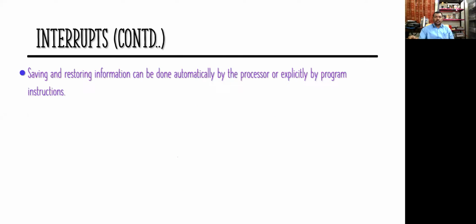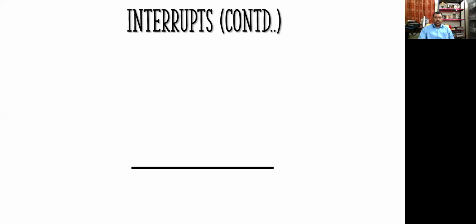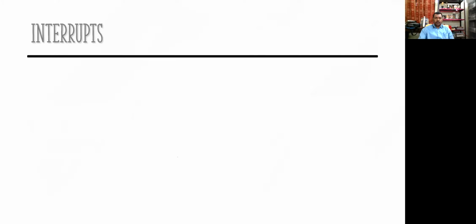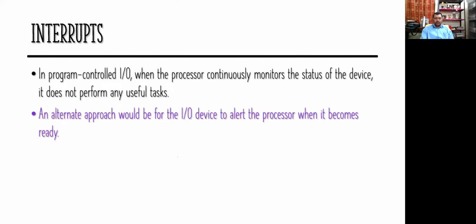So today we have studied about the interrupts, how the interrupts are going to work. Let us again recall what we have studied. In program-controlled input output, the processor continuously monitors, and this is the reason why we require interrupts. So an alternate approach would be to alert the processor when it becomes ready.